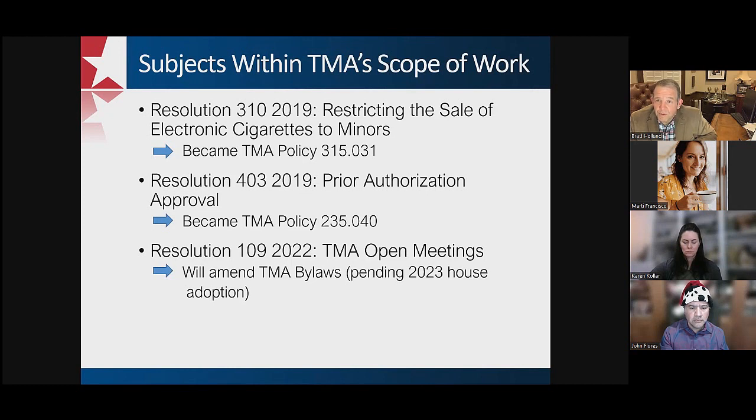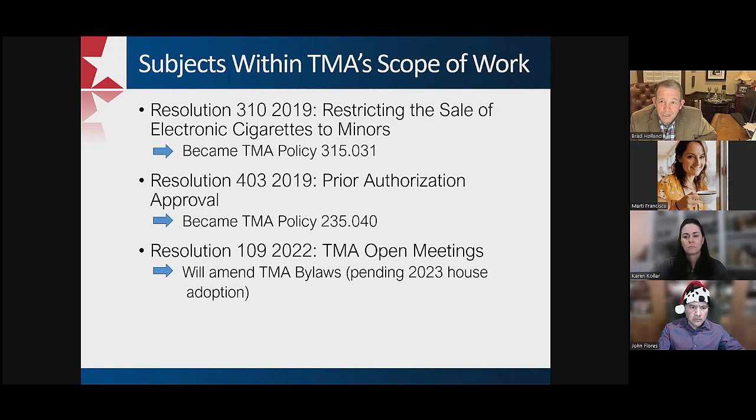Another, Resolution 403 from 2019, was on prior authorization approval. And of course, that morphed into legislation. Our policy started work with both Representative Greg Bonnen and Senator Don Buckingham at the time to form the gold card mentality within Texas. So while that became TMA policy, it also gave us the spark to start happenings within the State House.